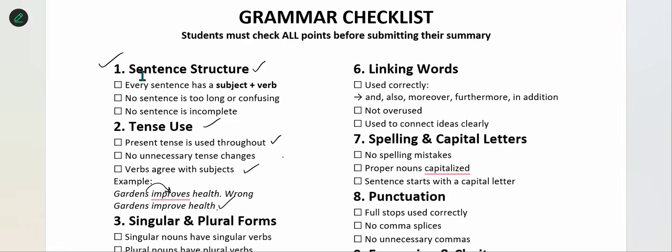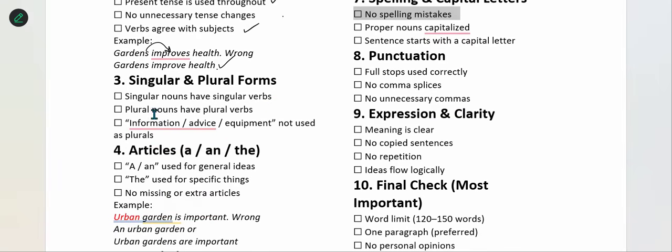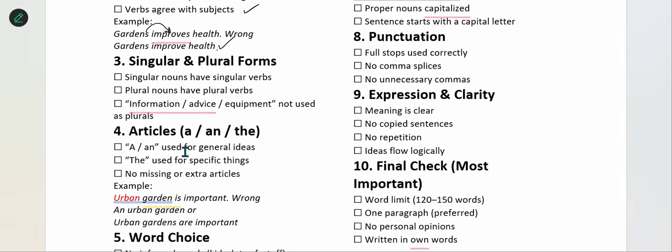And similarly, if we talk about singular and plural forms, very important. Singular nouns have singular verbs. Plural nouns have plural verbs. Information, advice, equipment are not used as plural. We should not say informations, advices, and equipments. They are all used as singular.